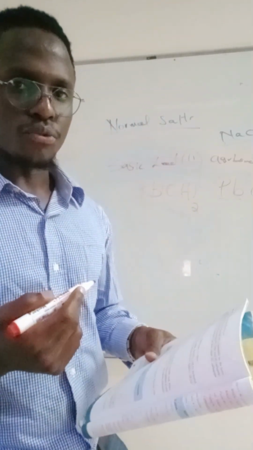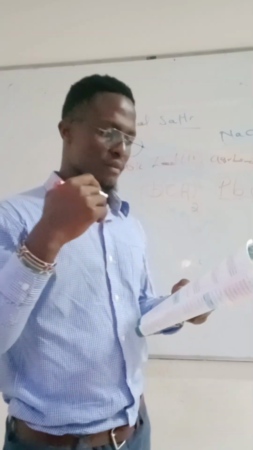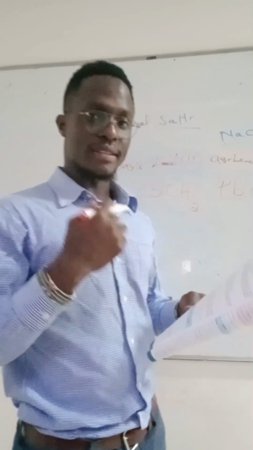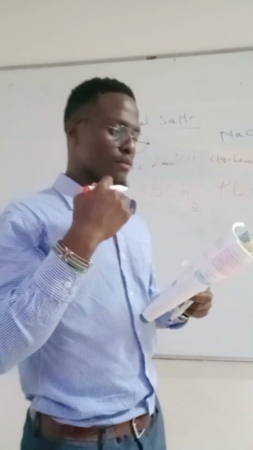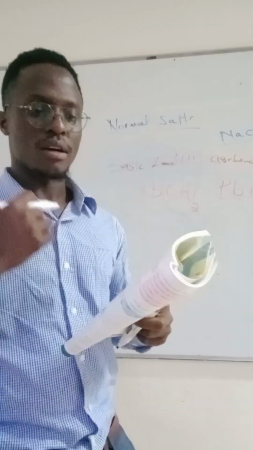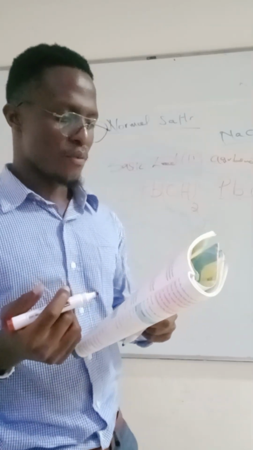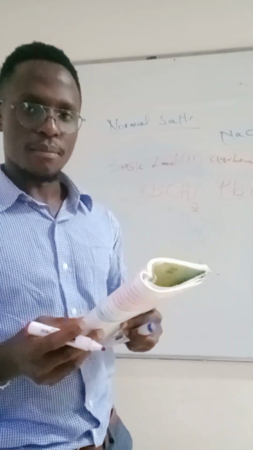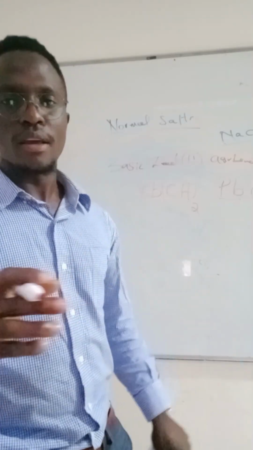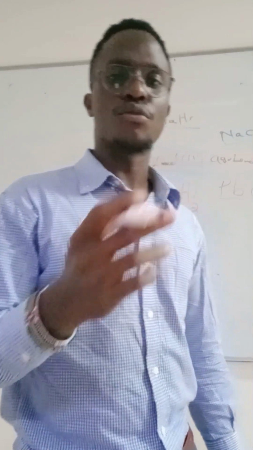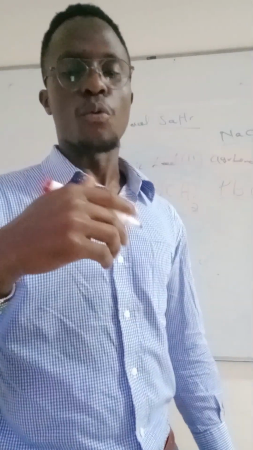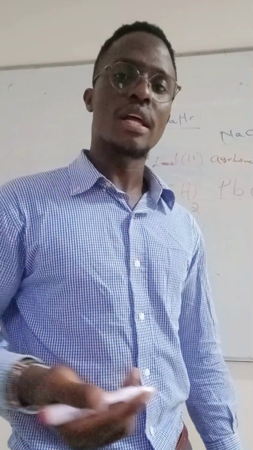So I want us now to go to another type of salts, which are double salts. What are double salts? Double salts are salts that have two different anions or cations. For example, we have potassium aluminium sulfate. Here we have potassium and aluminium, so these are two different cations.